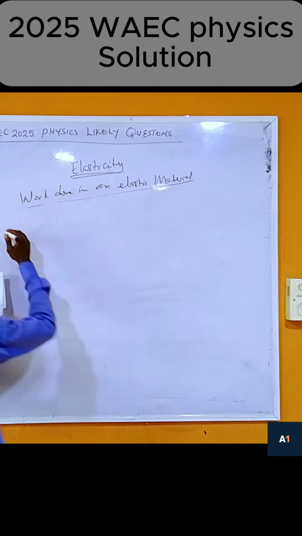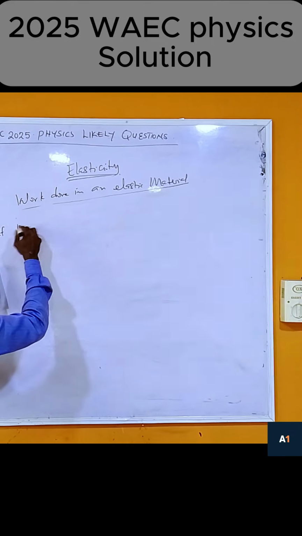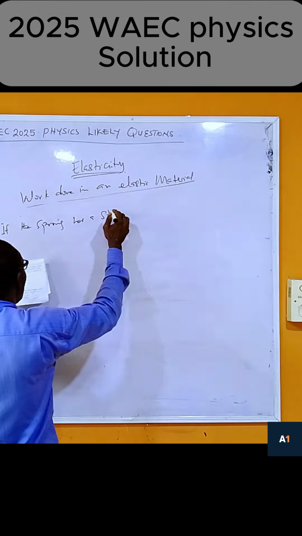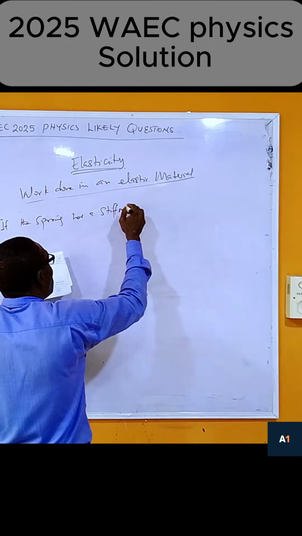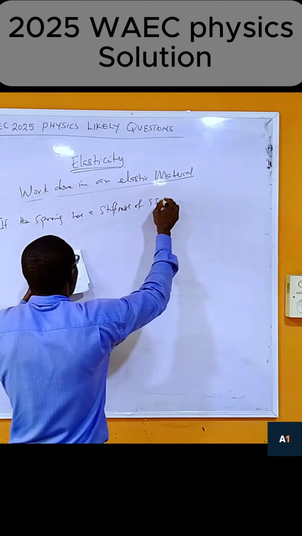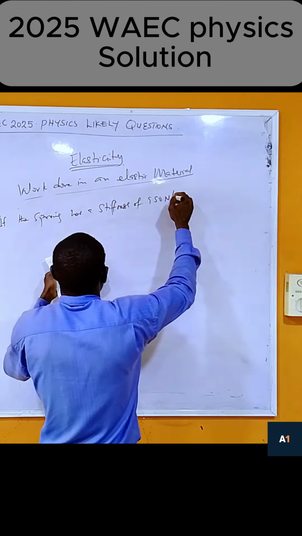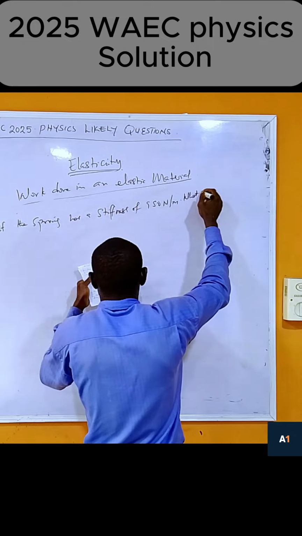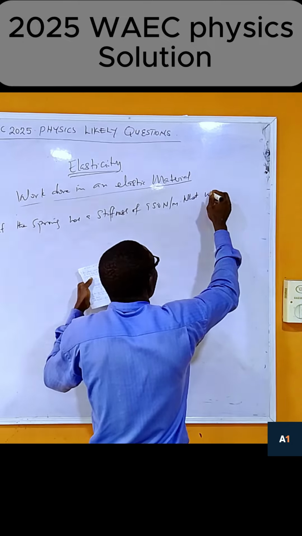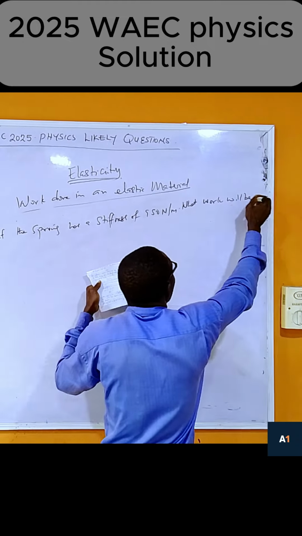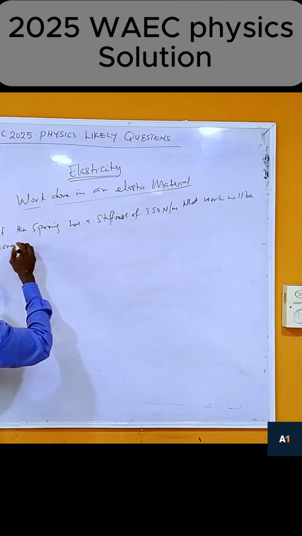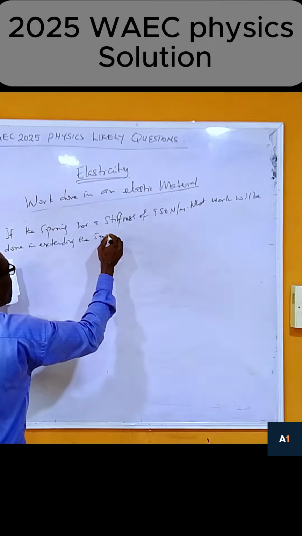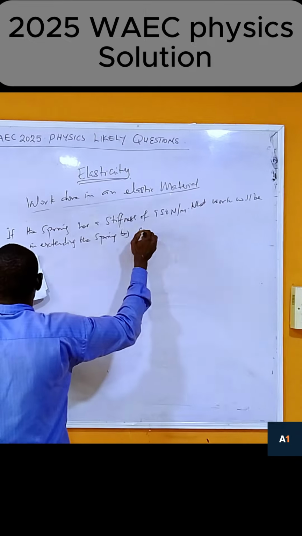Let me write one of the questions here. If the spring has a stiffness, I told you that it is either elastic constant or stiffness, but here they use stiffness, of 950 Newton per meter, then what work will be done in extending the spring by 6 millimeter?